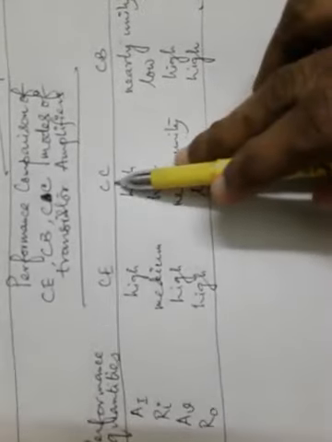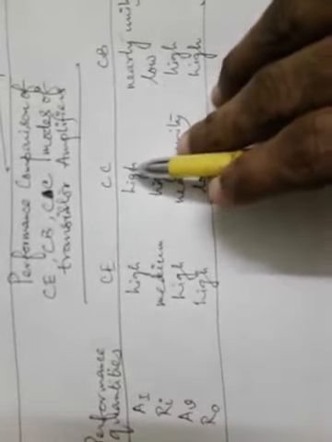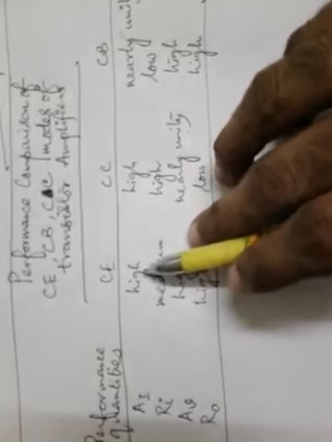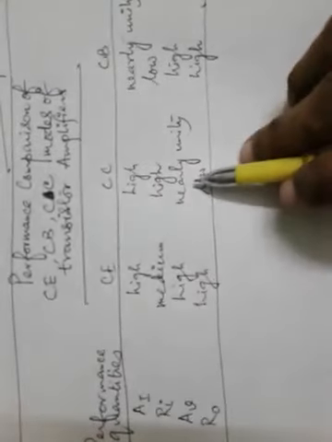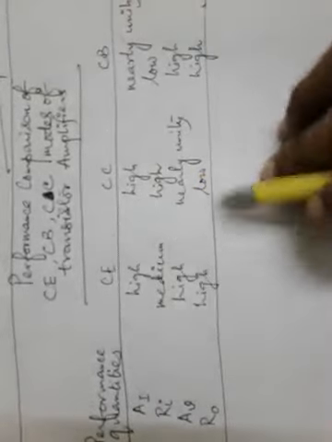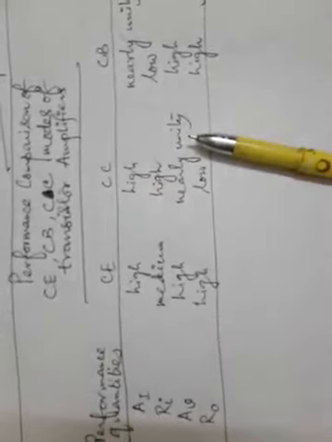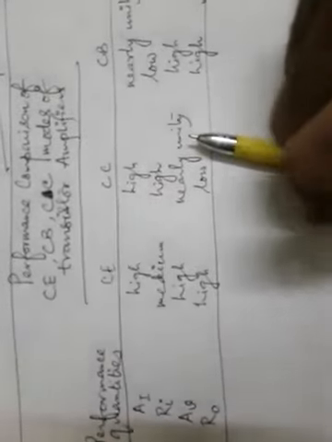Now what about this CC mode? For this mode, AI is high, the current gain is high and approximately equal to that of a common emitter stage. AV is slightly less than unity, or we can say almost unity. RI and RO of this mode are respectively the highest and the lowest among the three modes. You can see RI is high and RO is low amongst all three. This CC amplifier can therefore be used as an impedance matching device or a buffer stage device.